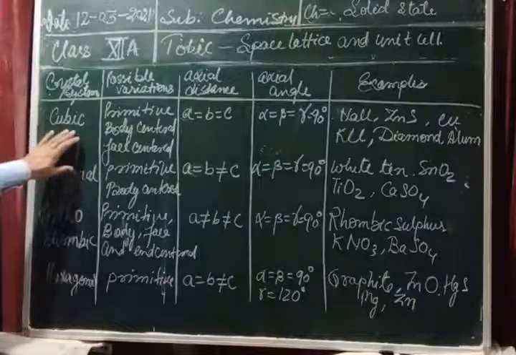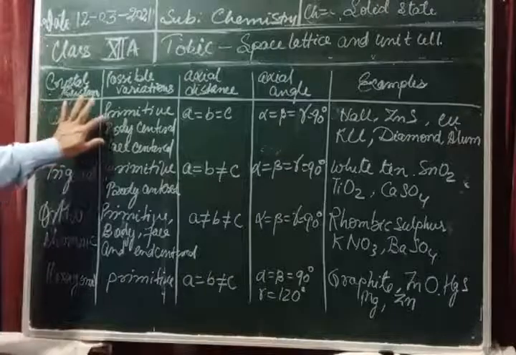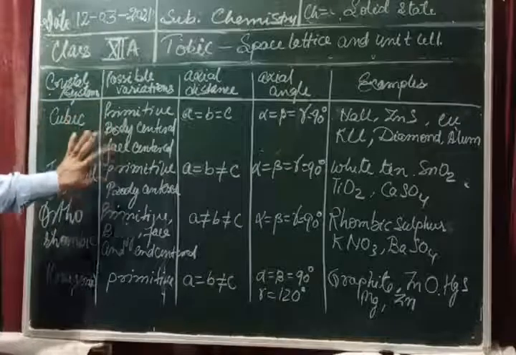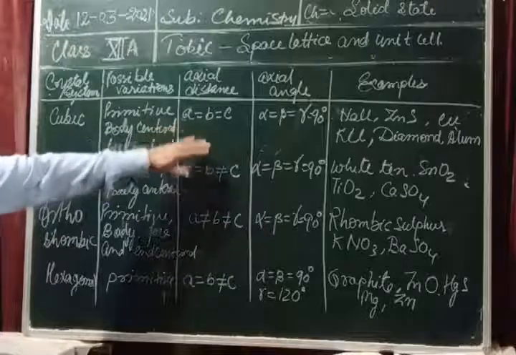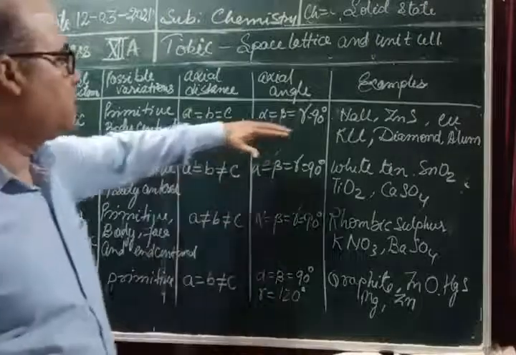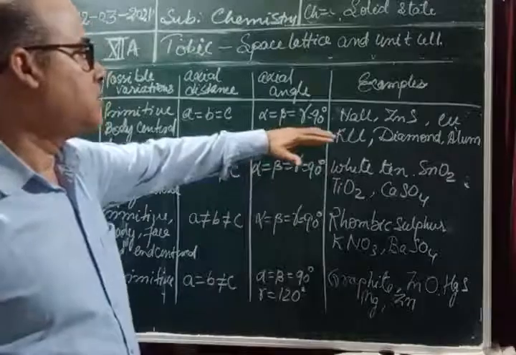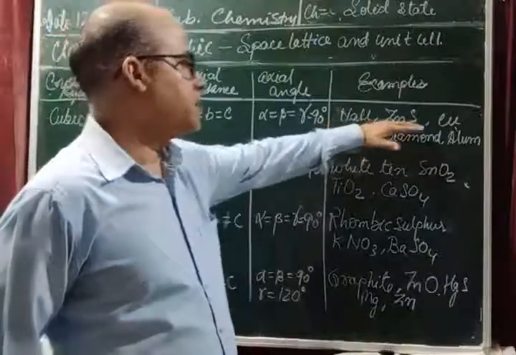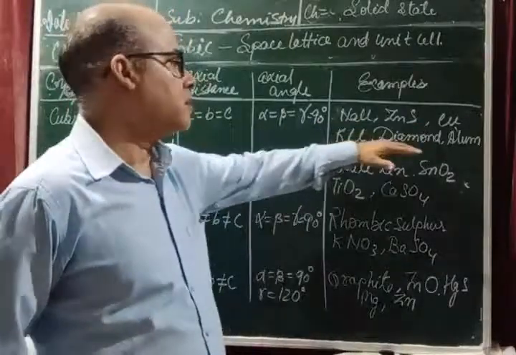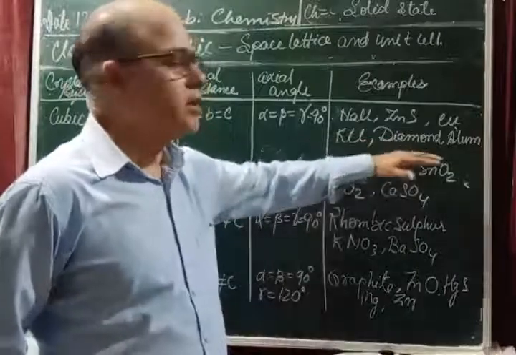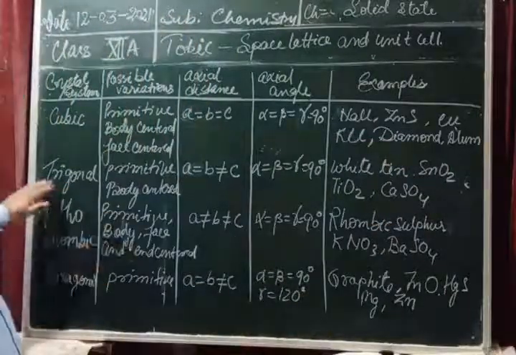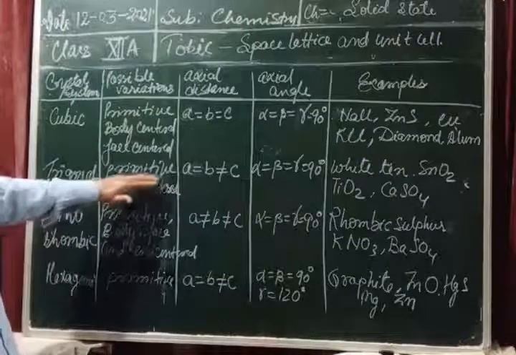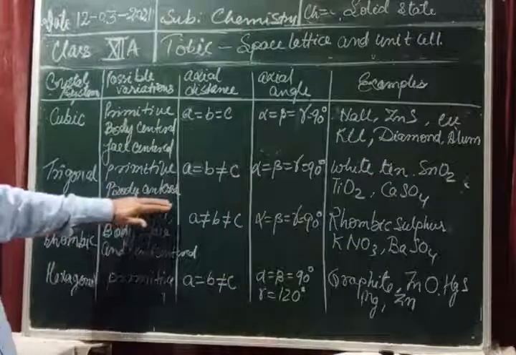In case of cubic crystal system, there are primitive, body centered and face centered. Here axial distances are equal, angles are equal. Examples are zinc, sodium chloride, zinc sulfate, copper, calcium chloride, diamond and alum. These are the examples. In case of tetragonal, there is only primitive and body centered.